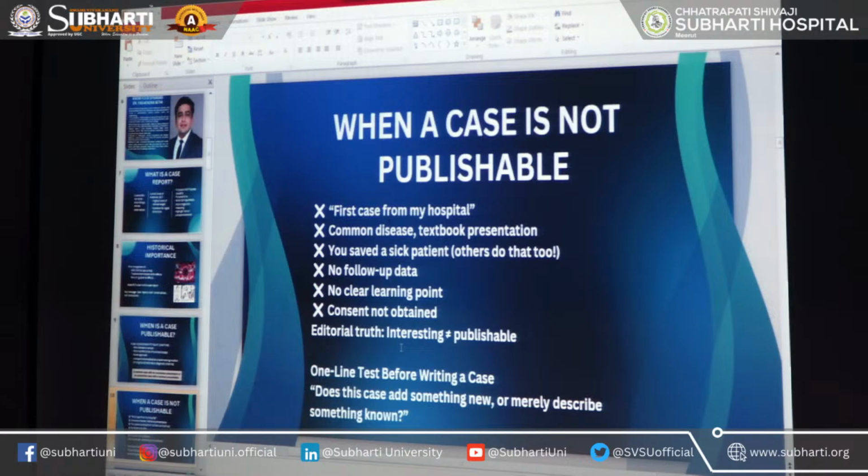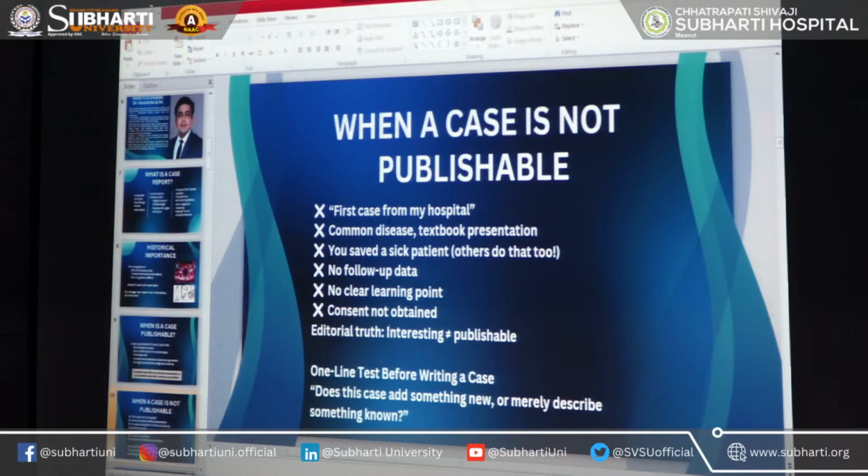And consent not obtained. Consent foremost is a must. You should have patient consent first. If you don't have patient consent, your case is not publishable, and that will land you in legal troubles as well. Okay.